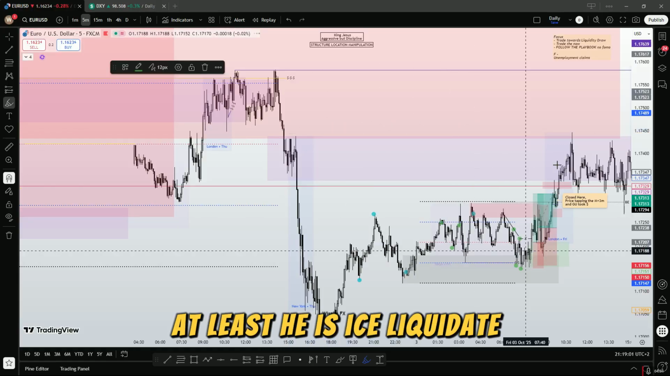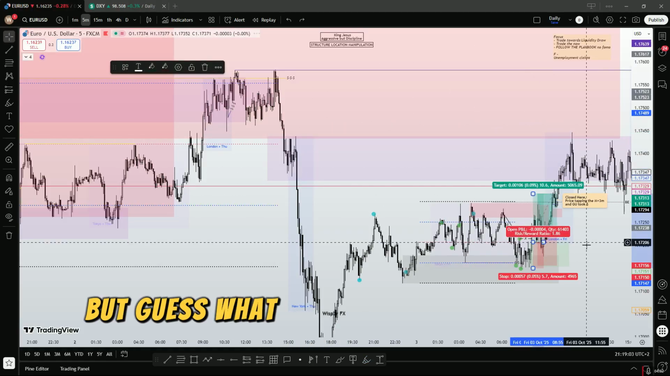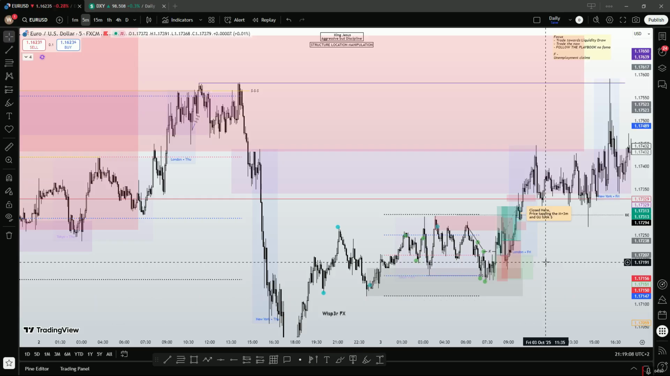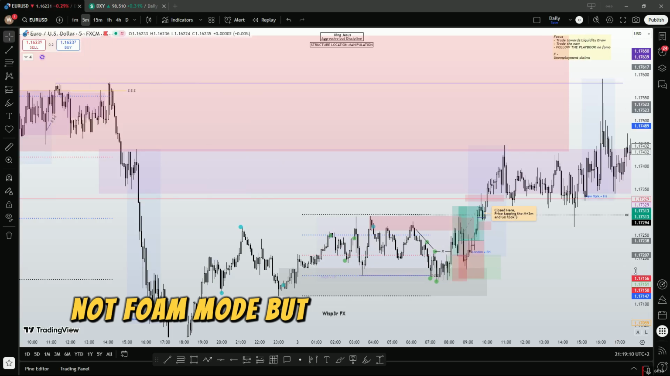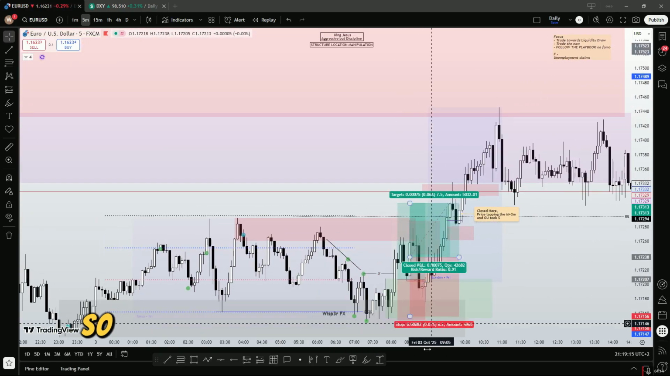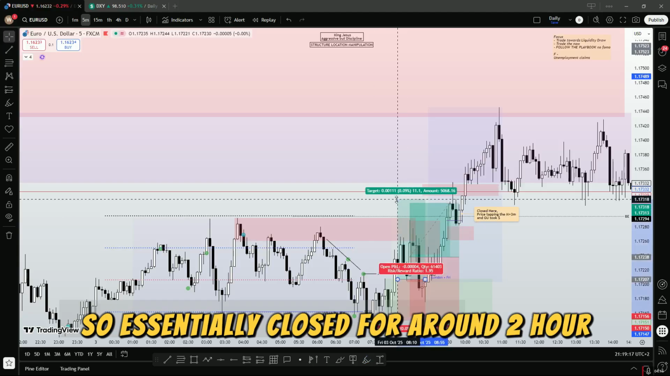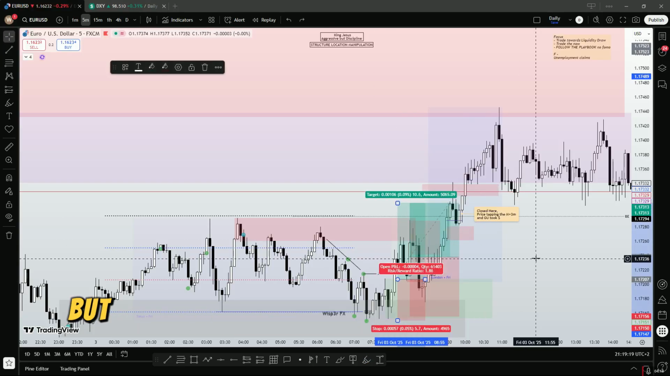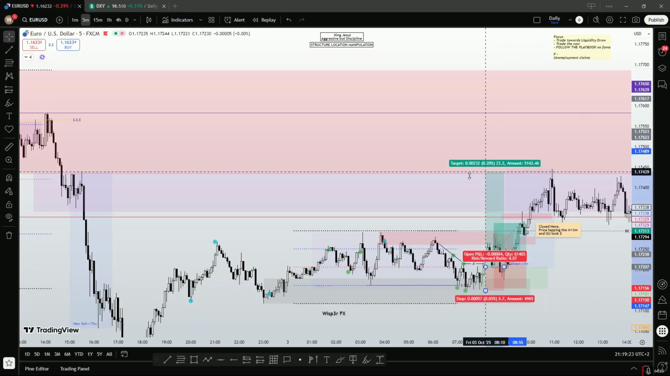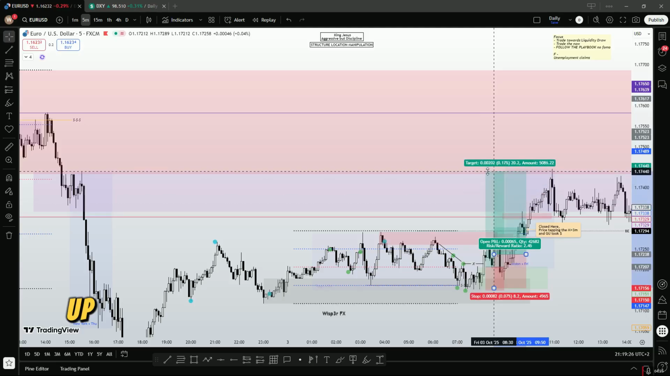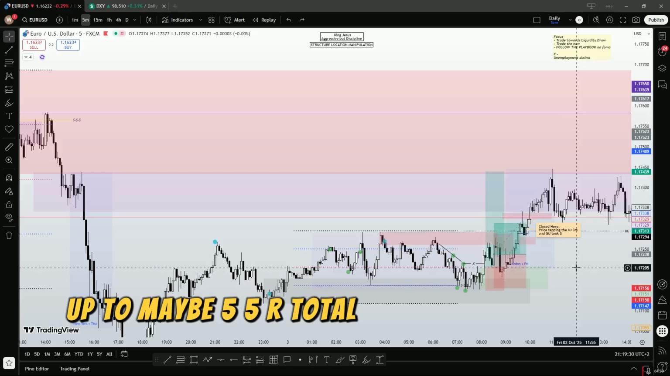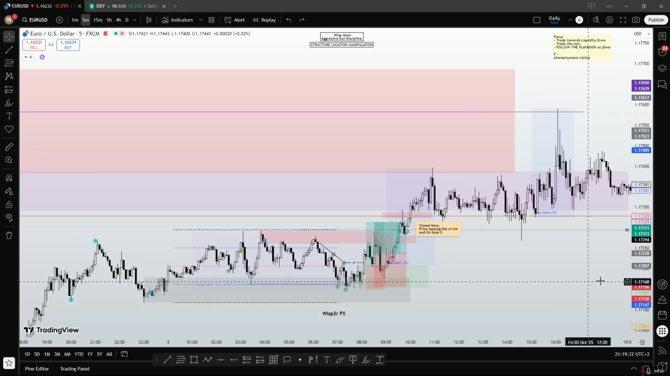at least these highs liquidate. But guess what, mentally was not 100%. Not FOMO, but I wasn't quite positive in a sense. So essentially closed for around 2 odd, which is decent profits, but I should have been up way more, at least up to maybe 5 odd total. Instead I closed 2 odd.